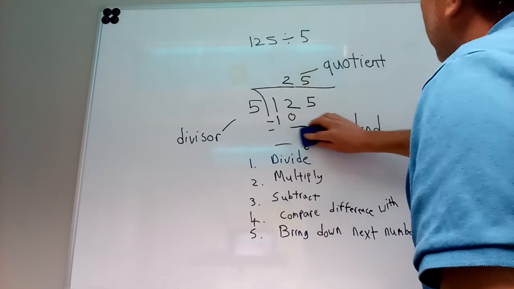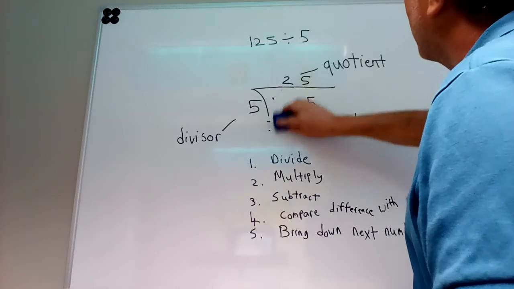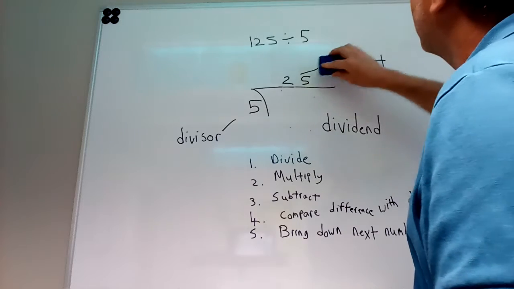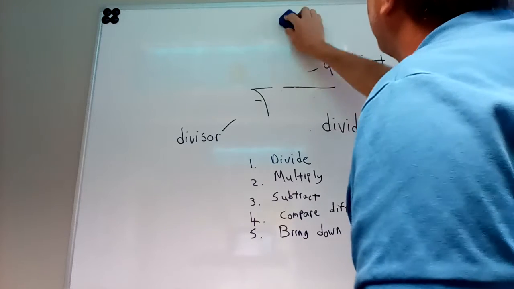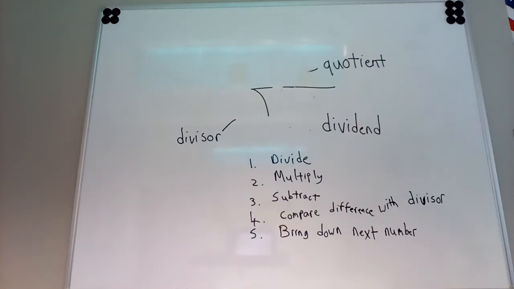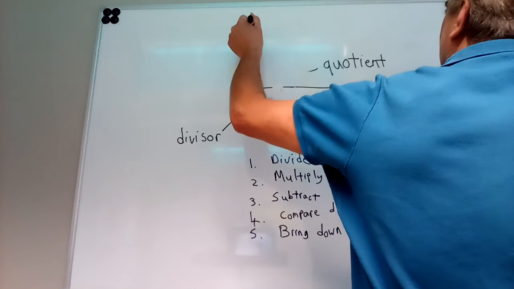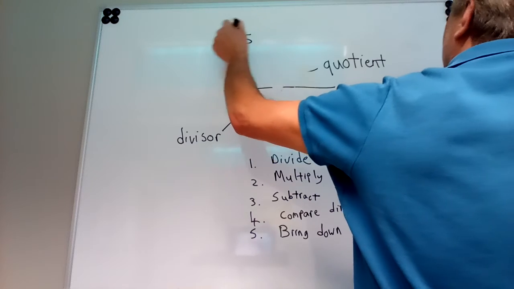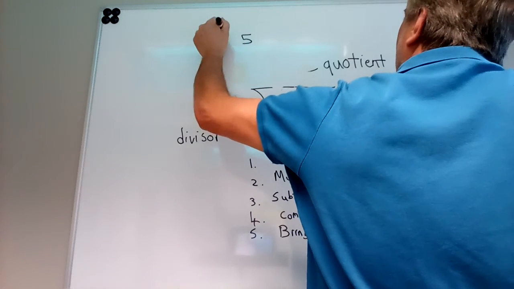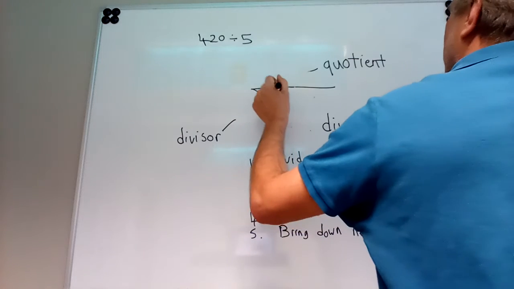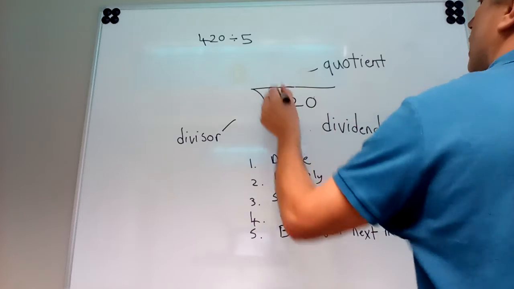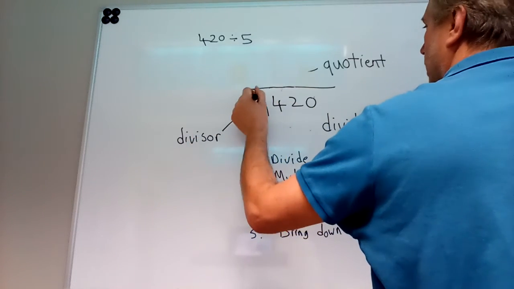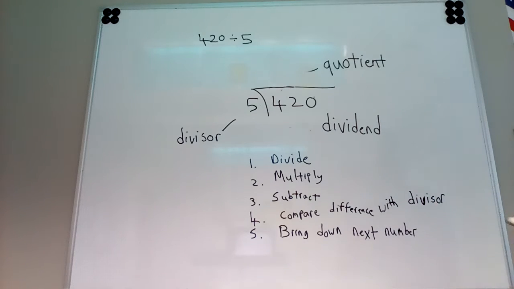Okay, let's do another one like that. I'm going to erase these so that you can see how all this works. All right, let's do a number that may not be quite so even. We'll do 5 again, and we'll do 420. 420 divided by 5. So I'm going to put my 420 in here. This is my dividend. I'm dividing it by 5, the divisor. Okay?